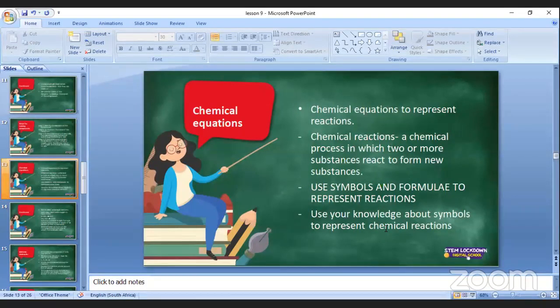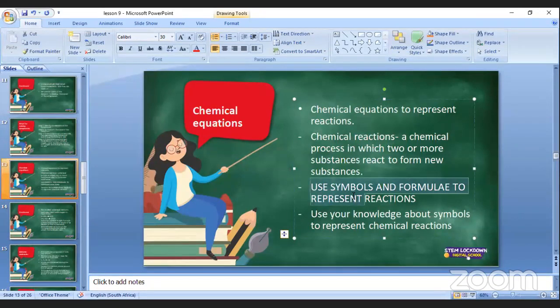Chemical equations. So now we are going to deal with more balancing. Chemical equations to represent reactions. Chemical reactions, a chemical process in which 2 or more substances react to form new substances. Use symbols. You see, I even wrote in capital letters here that you need to use symbols to represent reactions. Even if the examiner gives you a word equation, you need to convert it into symbols. Then you will be able to work. Use your knowledge about symbols to represent chemical reactions.